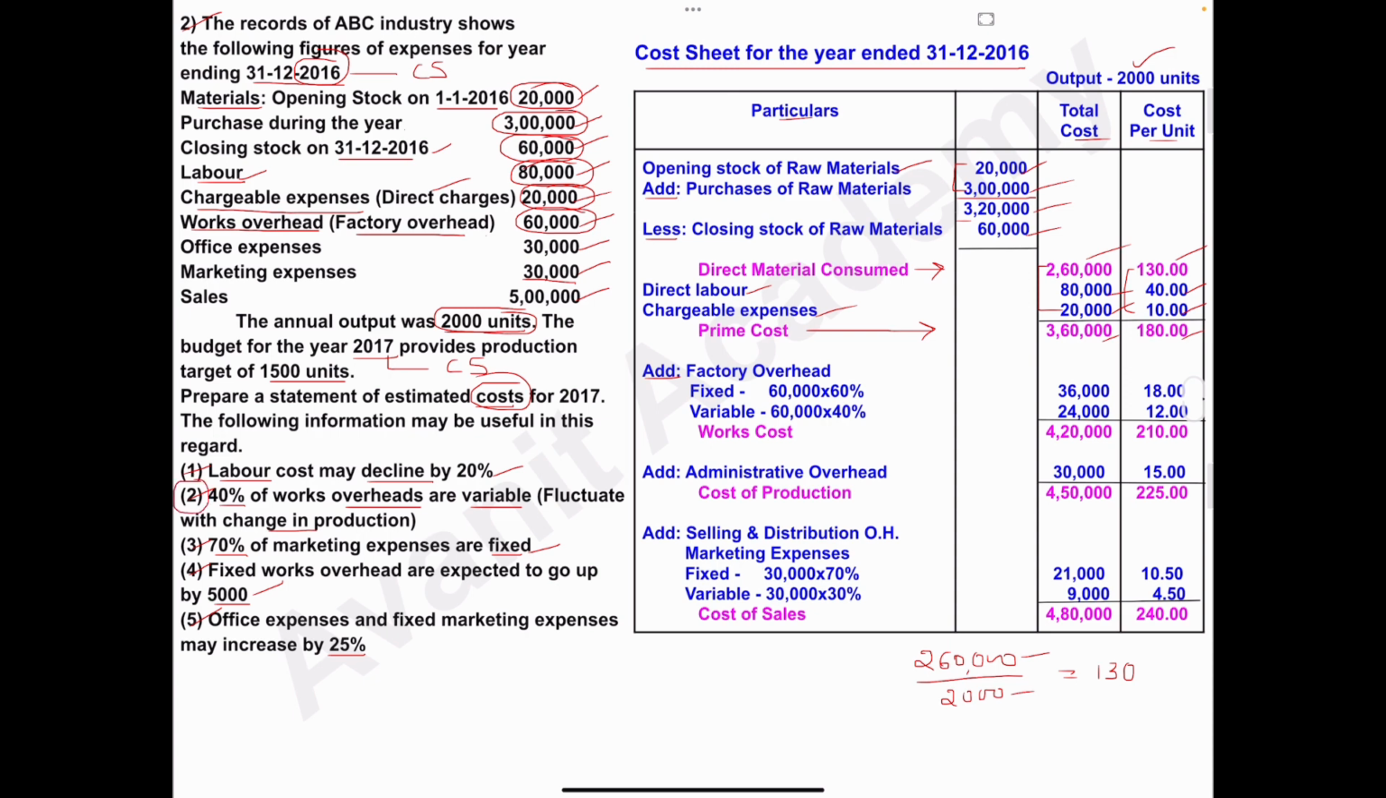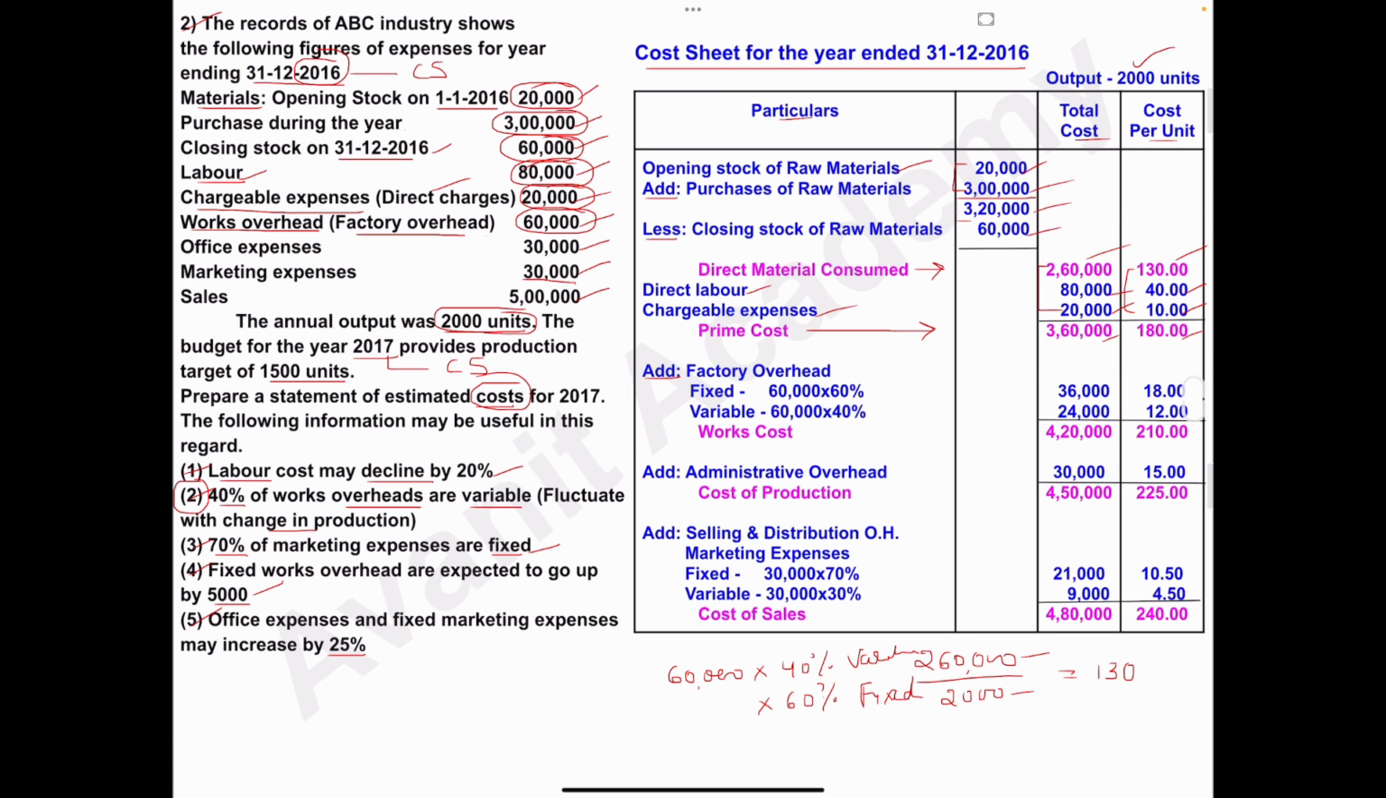So what does point number 2 say? 40% of works overhead is variable. Of this 60,000, 40% we have to take as variable factory overhead and the remaining 60%. What does the percent come to? 100. Of this 100, 40% we take as variable overhead, and the remaining: from 100 minus 40, remaining is 60%. 60% we have to take as fixed works overhead.